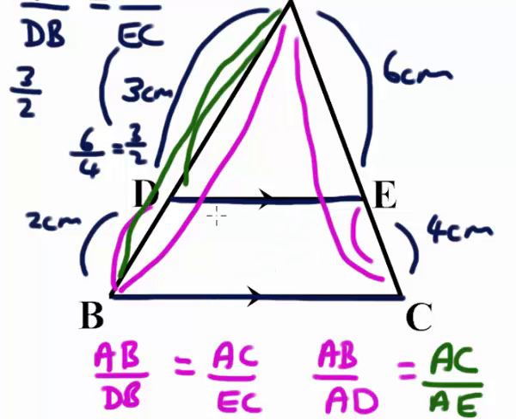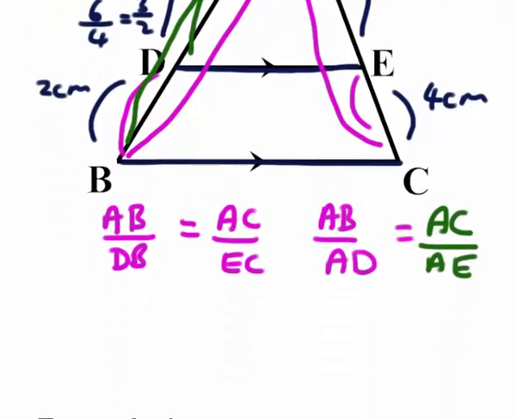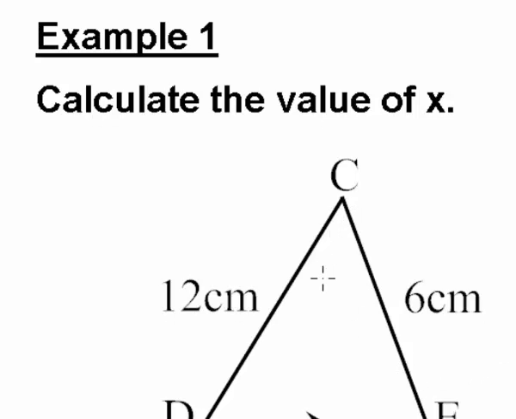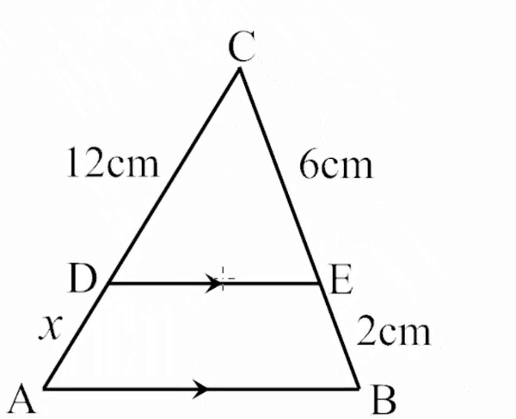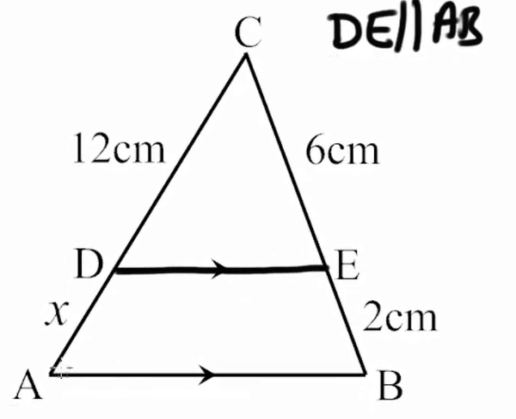Now let's explore this in an example, because I think it's quite useful to take this further. Have a look at this example quickly. It says calculate the value of x. Now notice we've got DE parallel to AB. So this line DE is parallel to AB, which means that you've got a whole lot of ratios. Now you want to find the size of x there. Given that CD is 12, CE is 6, EB is 12.